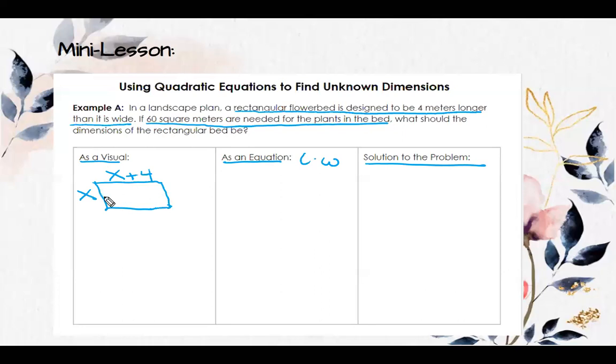Is everybody aware that in a rectangle, these two sides are the same, and then these two sides are the same? But in a square, all of them are the same, right? In rectangles, the parallel sides for width are the same, and the parallel sides for the length are the same. Keep that in mind. So I have my little visual now. I know that this is the unknown, and the length is 4 meters longer.